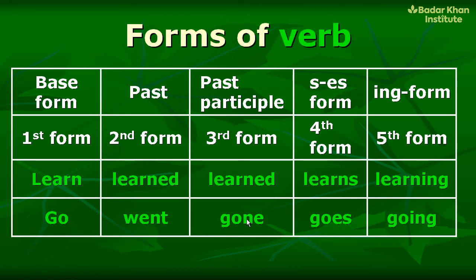Forms of verb. To learn tenses, you have to understand forms of verb because forms of verb tell us about the tense of a sentence. You have listened about first form, second form, or third form of the verb. I have added two more forms of verb, SES form and ING form. It means a verb can come in any of these forms. There are some verbs which don't come in ing form. They are called non-progressive verbs like need and want.